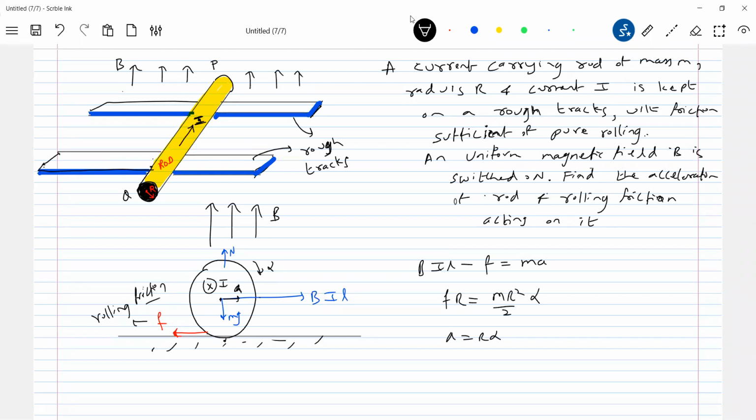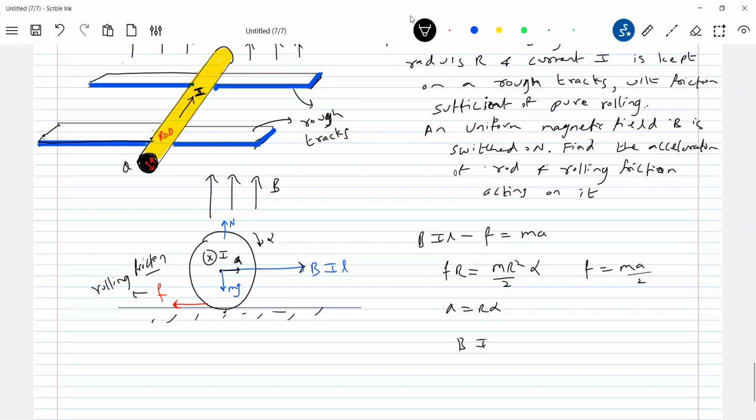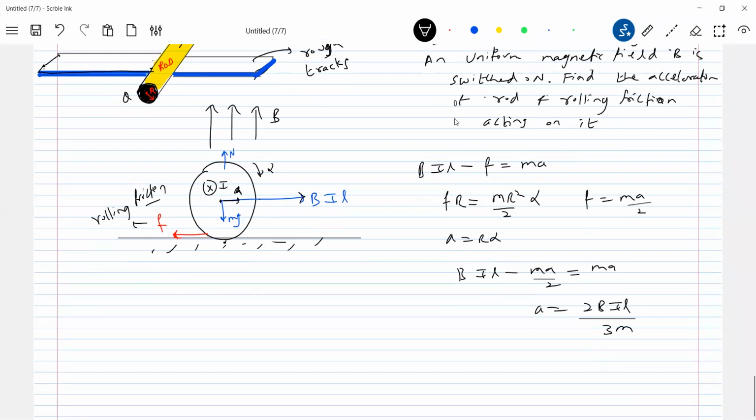Application of BIL force. Now, what is the power generated by the BIL force? First we should get the expression for the acceleration. Solving this, F equals ma by 2. Substituting here, BIL minus ma by 2 equals ma. So what is the acceleration equal to? 2 BIL by 3m. The resultant friction is what I'm showing; friction acts at both places. So this is the acceleration.